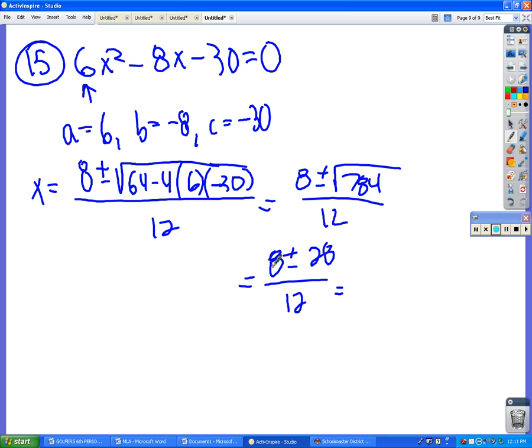Okay, so now I need to go 8 plus 28, which is 36. And then I have to go 8 minus 28, which is negative 20. And if I reduce those fractions, what is 36 over 12 reduced to? 3. And then negative 20 over 12 reduces to what? Negative 10 over 3. What did you go with? Negative 1.6 repeating? Okay, that works. Or you could do that as a fraction, negative 1 and 2/3.